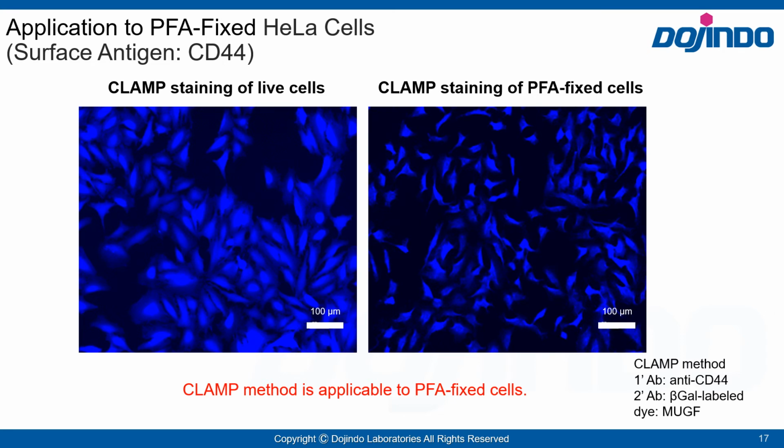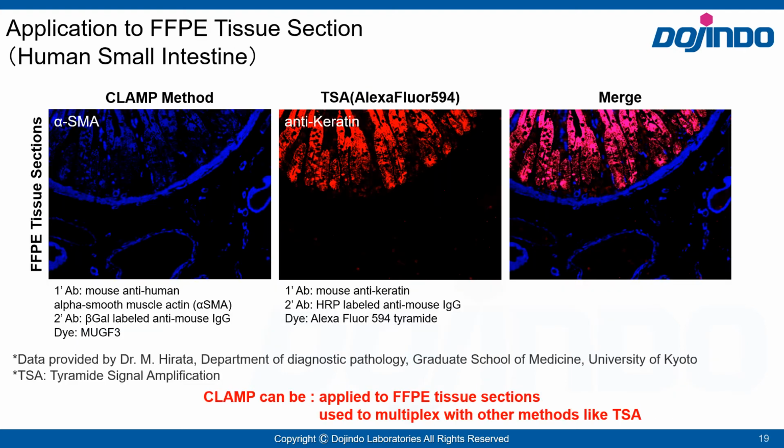With these results on the right, we confirm that the clamp method can be applied to fixed cells as well. Now, we should see how the clamp method works with FFPE, formalin-fixed paraffin-embedded tissue sections. In this example, we have FFPE sections of the human small intestine.